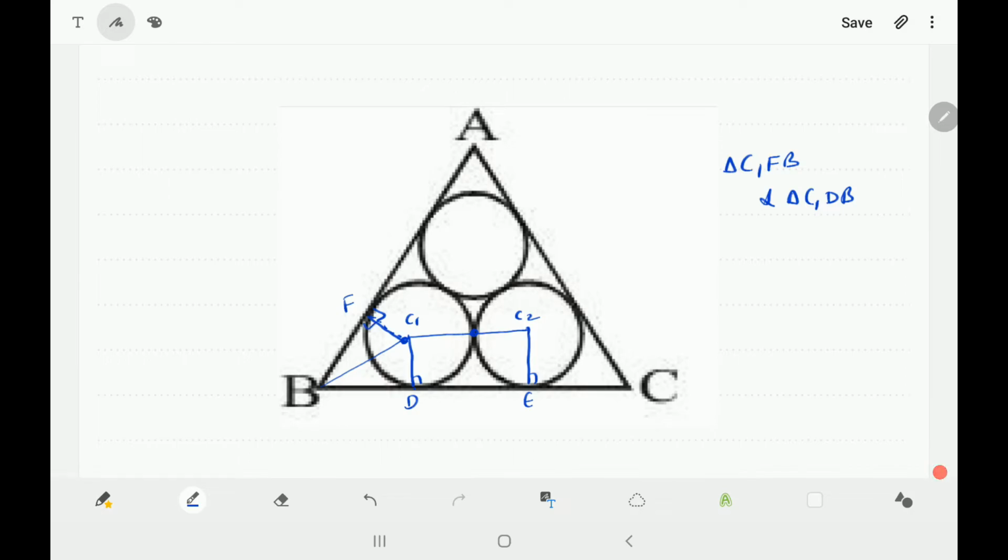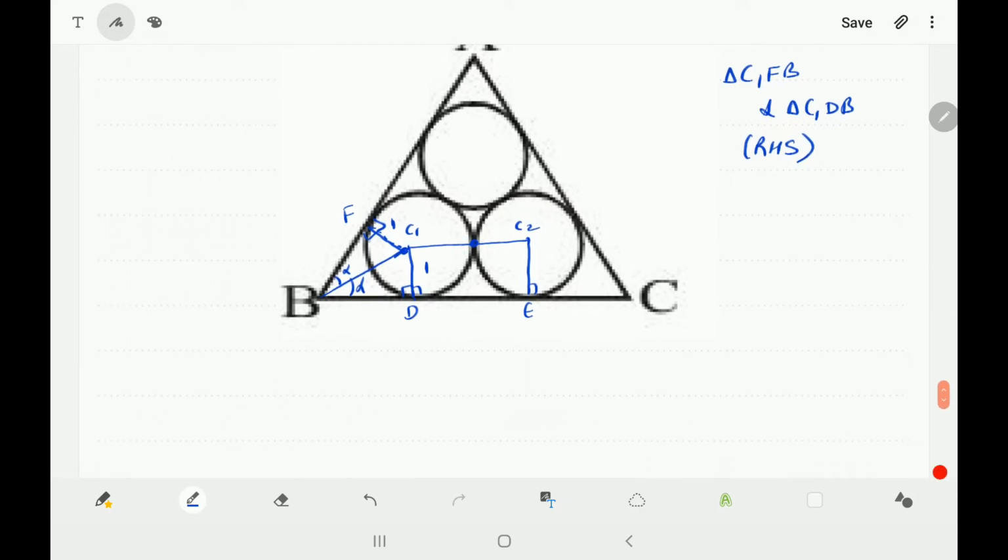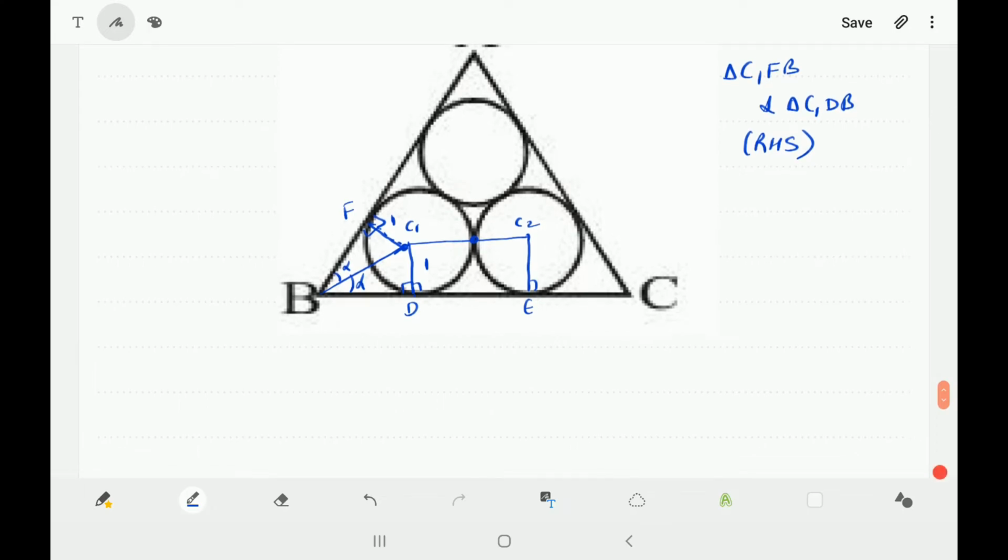Because we have one angle of 90 degrees here. Okay, the hypotenuse is common between these two, and these two, C1F and C1D, are both 1 unit, they are radii. So using RHS, these two triangles will be congruent. So we can say that if this angle is alpha, this angle will also be alpha. Because we know that ABC is an equilateral triangle, we'll easily come to know that angle alpha will be equal to 30 degrees.